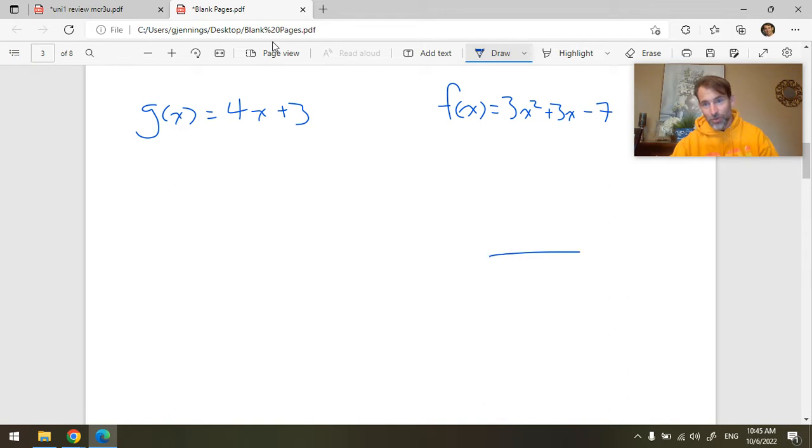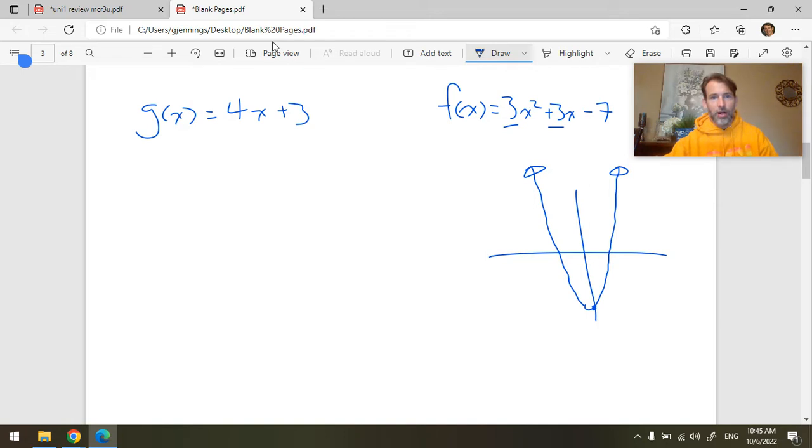Visualize. Of course, visualize. This is a parabola. It opens upwards. It crosses at minus 7, and it's rising when it crosses, but gently so. So its vertex is really close there, and it's doing something like this. Okay, this one, 4x plus 3. It's a very steep line. It crosses at 3, and it is rising like that.